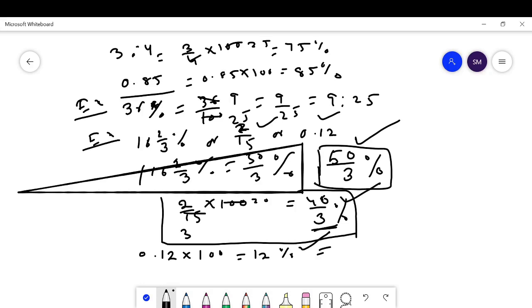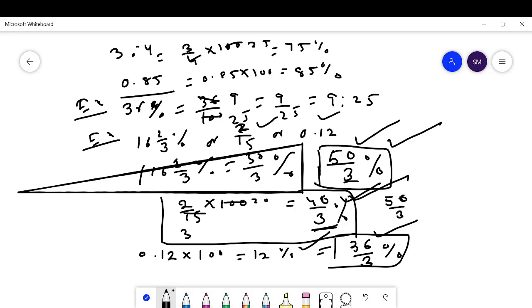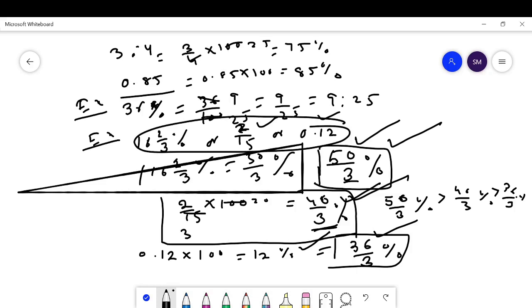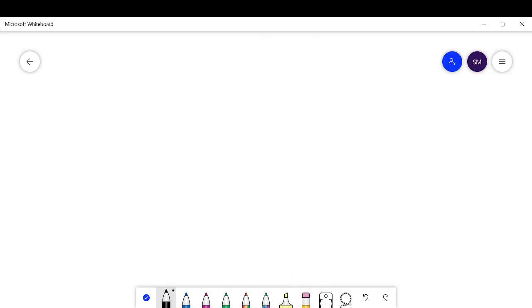Make it the same denominator. Here the denominator is 3, so 12% can be written as 36 upon 3%. Then compare these three: 50 upon 3, 40 upon 3, 36 upon 3. 50 upon 3% is greater than 40 upon 3%, which is greater than 36 upon 3%. Among these three, this is the greatest. Then next example, next problem.